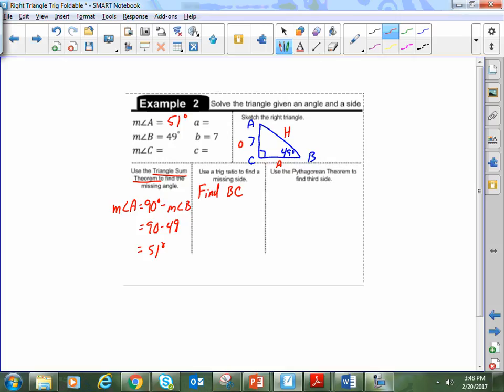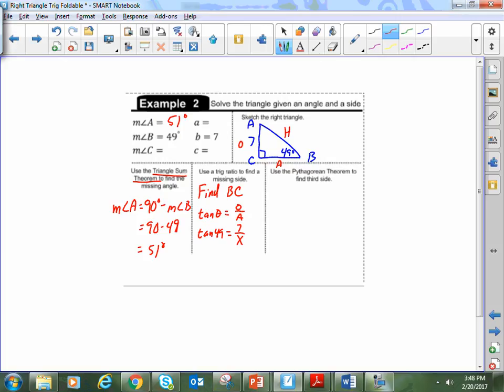So from the angle 49 degrees, we know that the opposite side is 7, and we're looking for the adjacent side in this case. So opposite and adjacent says to use tangent. So write my rule, tangent of theta is equal to the opposite side over the adjacent side. So in this case, I'm going to say the tangent of 49 is equal to the opposite side, 7, over the adjacent side, which let's call that x.